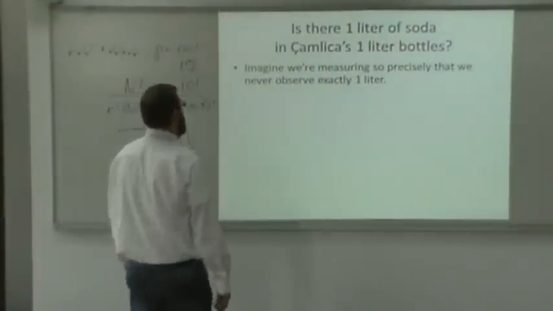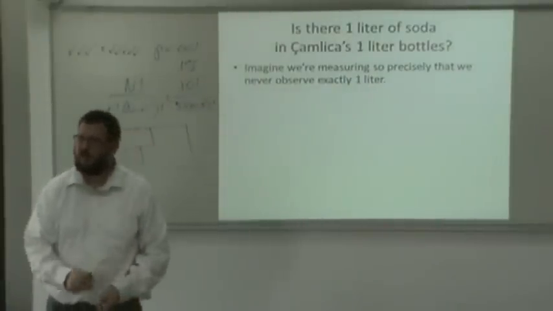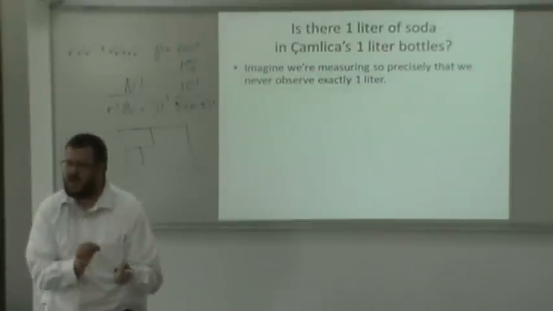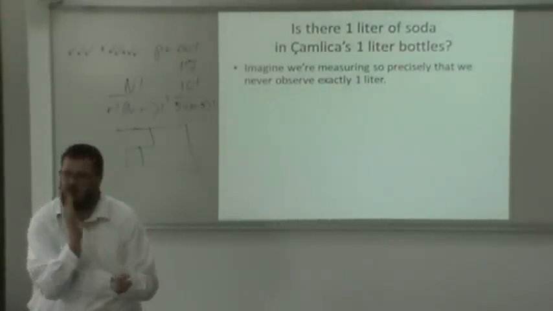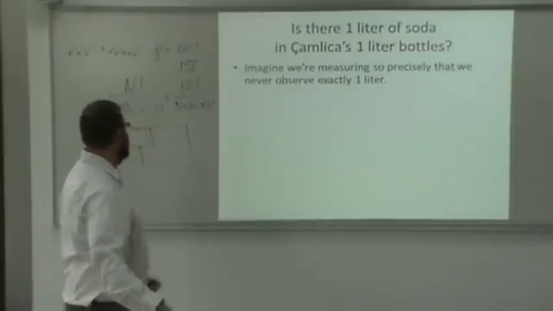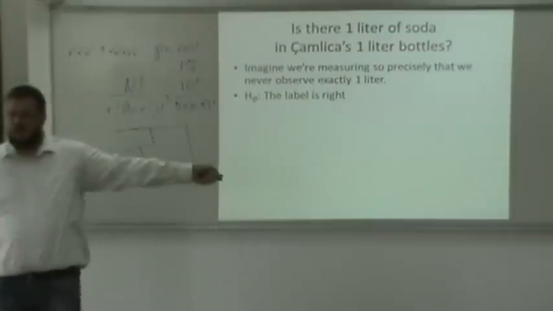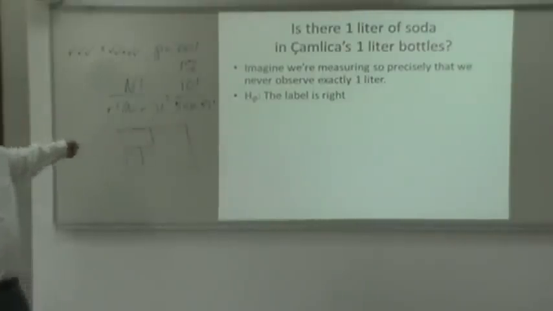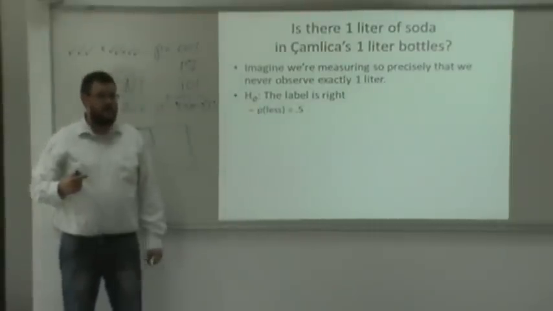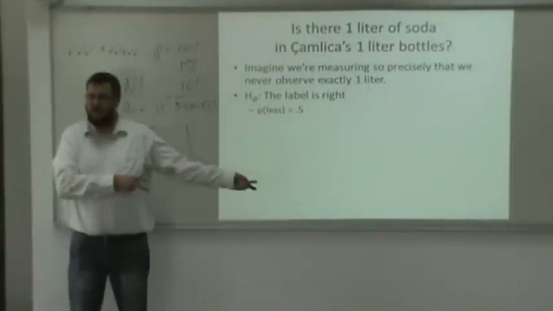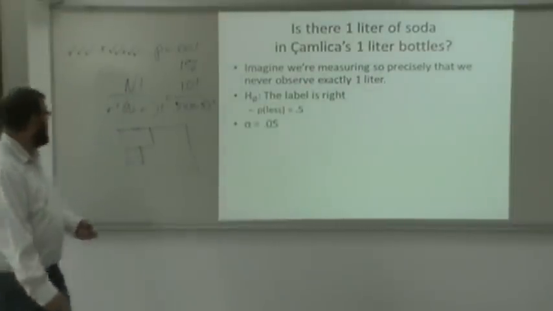Is there 1 liter of soda in a 1 liter bottle? There's 1 liter bottles. Imagine we're measuring so precisely that we never ever observe exactly 1 liter. Okay, so we're like measuring down to like milliliters or nanoliters or something. So like we're never gonna get exactly 1 liter. Now the null hypothesis would be that the label is right. Right? There's 1 liter of soda in the 1 liter bottles. So that means the probability of less than 1 liter is 0.5. Probability of more than 1 liter is 0.5, right?